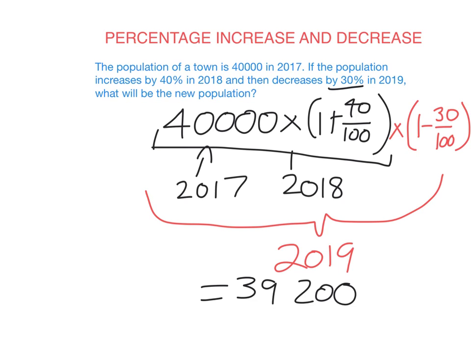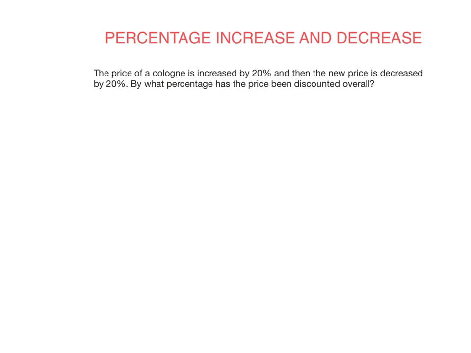All right, one more example to do. So in this case, the price of a cologne increased by 20% and the new price decreased by 20%, and we have to find the percentage discount overall. So I'm sorry, I'll use cologne a lot because, let's face it, it's awesome. We don't actually know the original price, so when that happens and we need to use it in our calculations, we'll just say let X equal OP, original price.